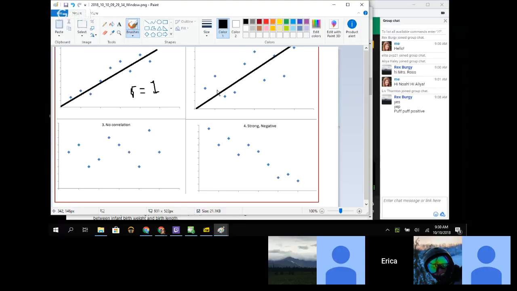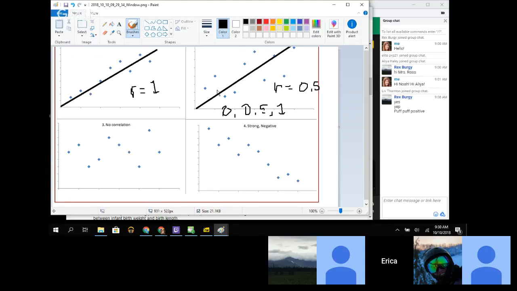Over here, if I had to distinguish between 0, 0.5, and 1, I would say this one has an R value of about 0.5. It's not perfect. It's not awful. It's kind of, right? Again, these have the pictures on them.